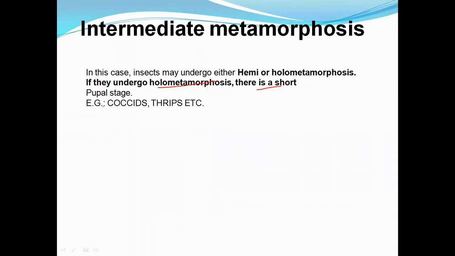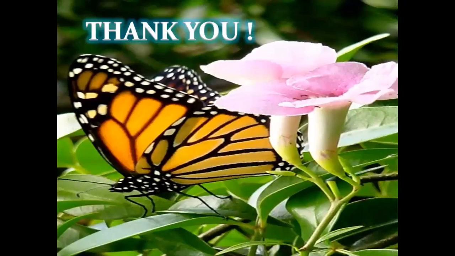The examples found in the intermediate type are the coccids and the thrips insects. There are only these two insects where intermediate metamorphosis is present. So students, this is overall today's topic. Hope you understood. Thank you.